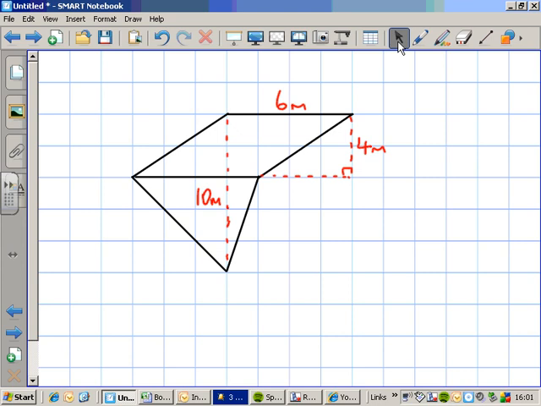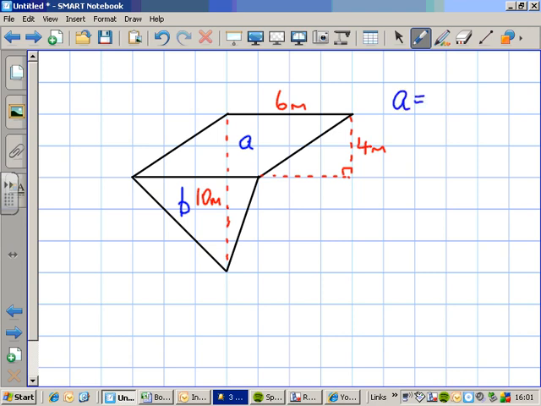And so to find the area of this compound shape, I've divided it into those two shapes, find the area of each one, add them together, and that will give me the total area of the whole thing, won't it? So let's find the area of each part. Let's label them. I'm going to call the parallelogram A and the triangle B. And let's find the area of A.